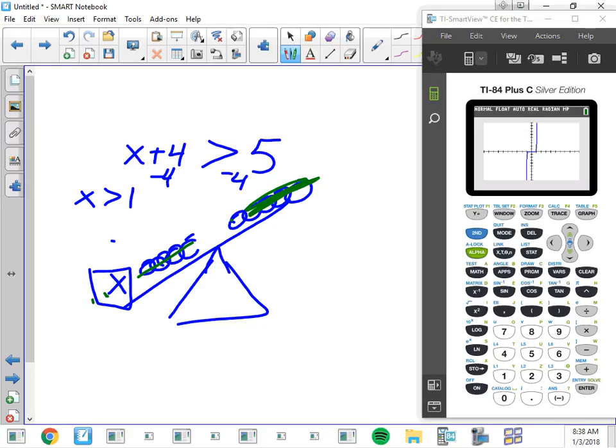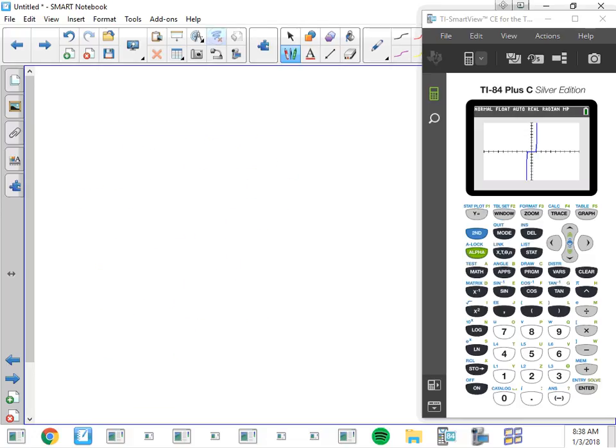And how many answers are there? There are an infinite number of answers, which is why we use a number line. We circle this, and we shade to the right. That's a 1. Let's look at it if I had negative 2x is smaller than 8.